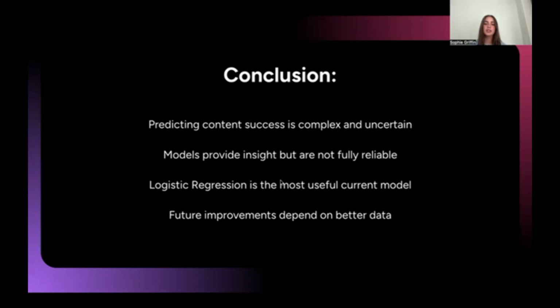To conclude, predicting content success is really complex and not 100% reliable. While our models, especially logistic regression, provided useful insights, they can't fully capture what makes something popular. Overall, the model is helpful for guiding decisions, but it shouldn't be the only factor. Future improvements would depend on having more detailed and higher quality data. So basically, data can point Netflix in the right direction, but creativity and human insight should still play a huge role.